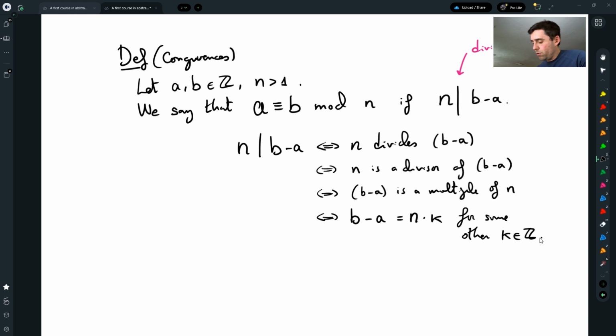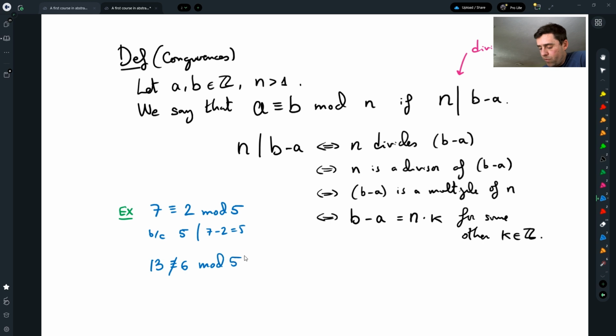Okay, so for example, 7 is congruent to 2 modulo 5 because 5 does divide 7 minus 2, which is 5. But 13 is not congruent to 6 modulo 5, because 5 does not divide 13 minus 6, which is 7.